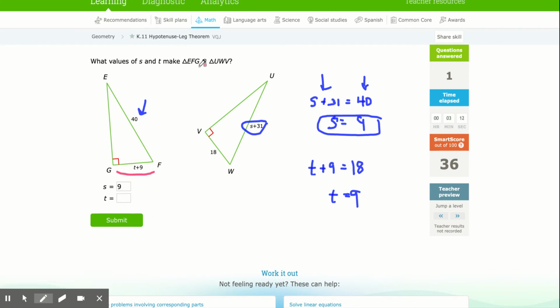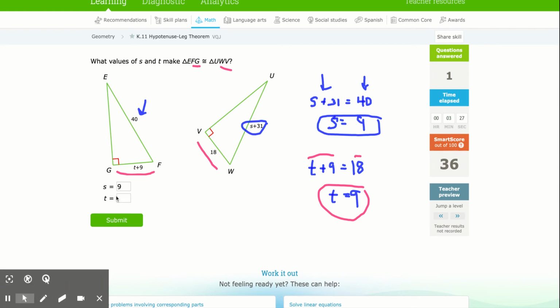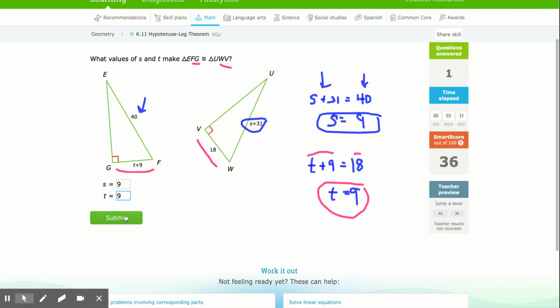Then I also took the GF side, again, FG or GF, which is T plus 9, which is right here, and I set it equal to VW, or WV, equal to 18. And again, minus the 9 over, I find the value of T. T is 9. So I have these simple two-step or one-step equations to solve in order to find the missing variable.